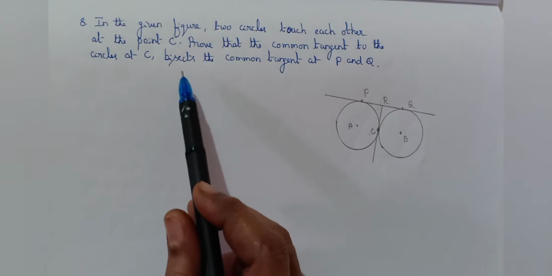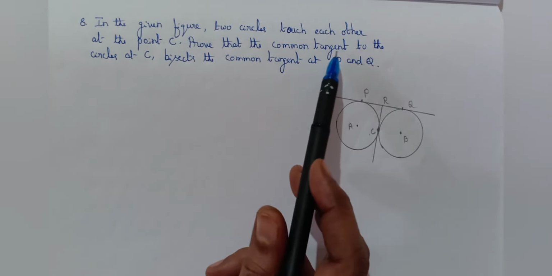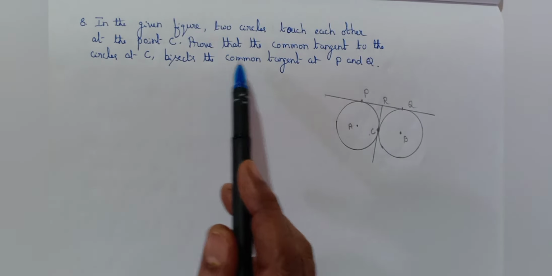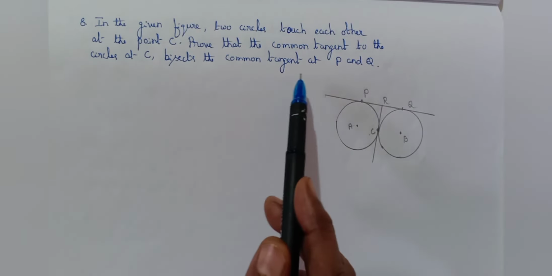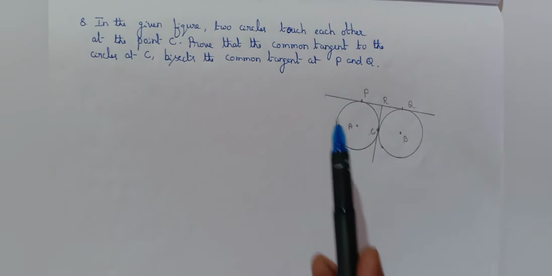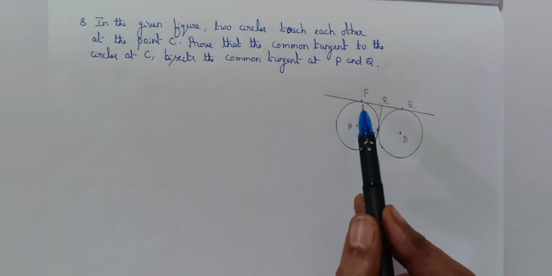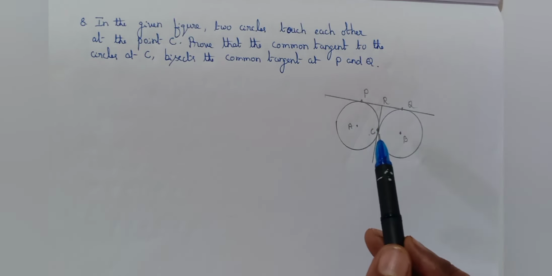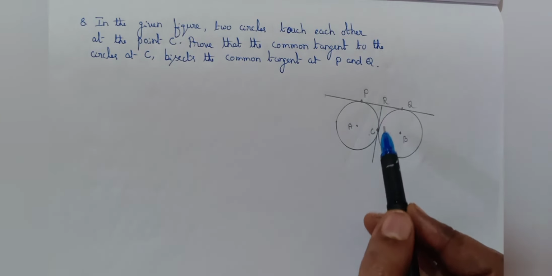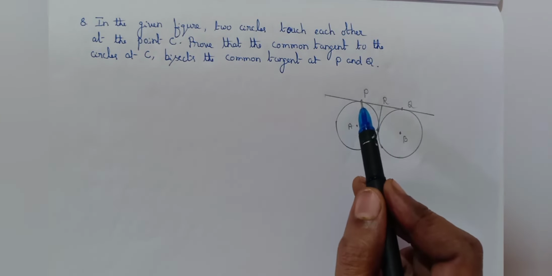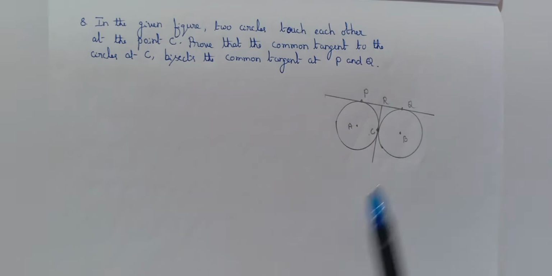Next question. In the given figure, two circles touch each other at the point C. Prove that the common tangent to the circles at C bisects the common tangent at P and Q. Here, the two circles with centers A and B touch at the point C. RC and PQ are the common tangents to the circles. We have to prove the common tangent RC bisects the tangent PQ.